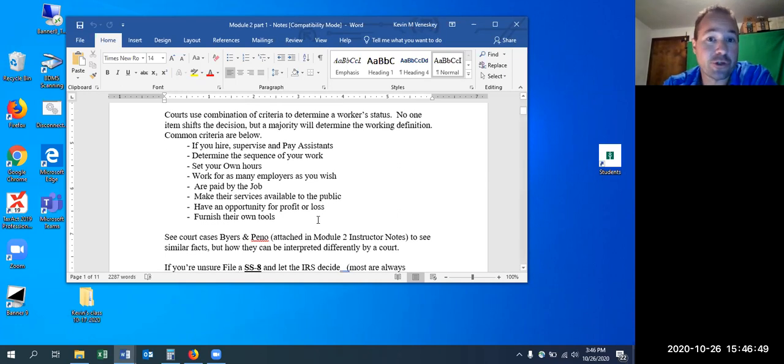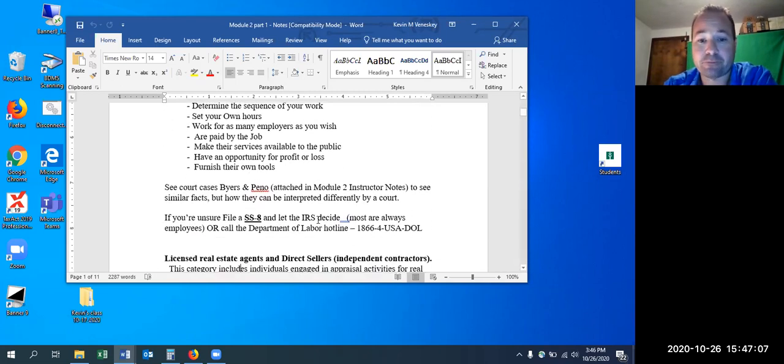Another big one is if you furnish your own tools. So if you have to come with your own supplies, you're probably going to be more in the category of independent contractor. But not any one of these will set the tone that you automatically are. You have to basically have more than half of these criteria to be an independent contractor.